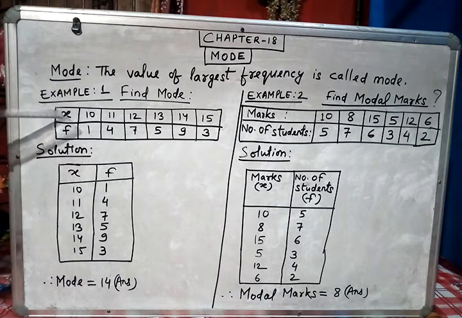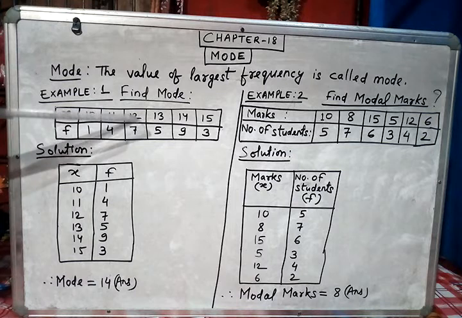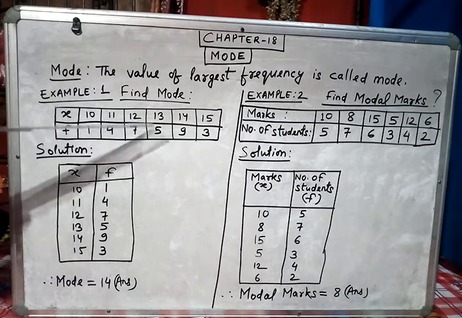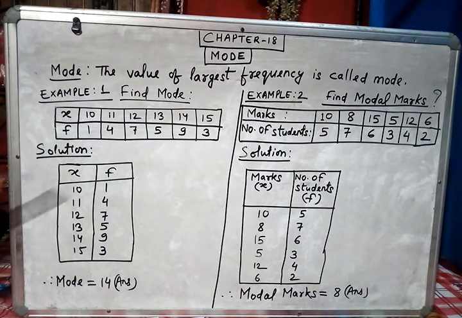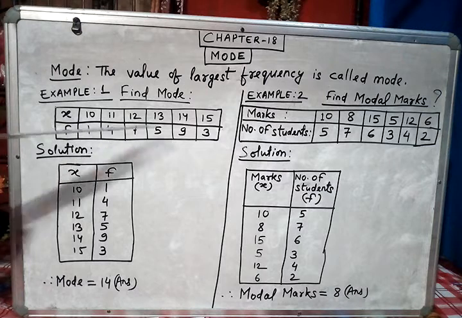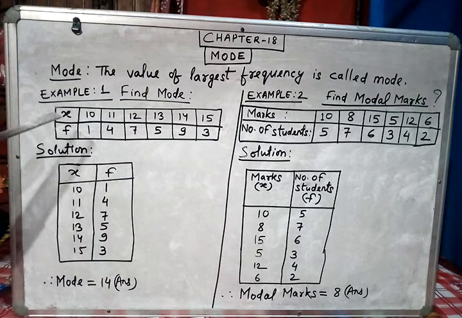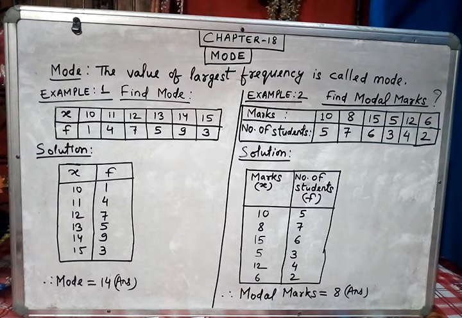Here the x variable is 10, 11, 12, 13, 14, 15, and the frequency is 1, 4, 7, 5, 9, 3. So you have to find the mode of this given data. Now, solution. As you can see, the question was given in horizontal form. I have written the solution in vertical form.